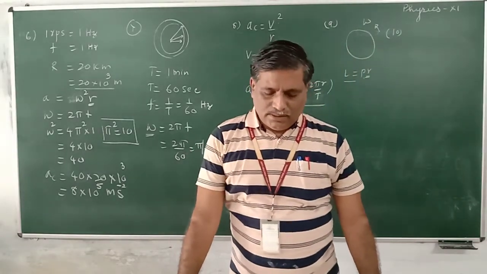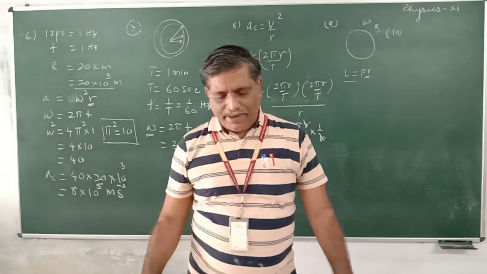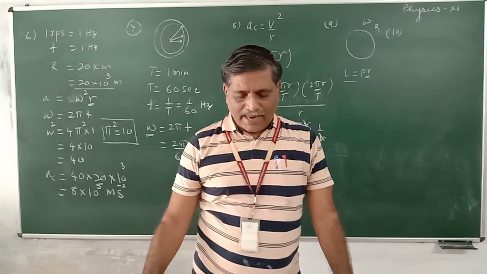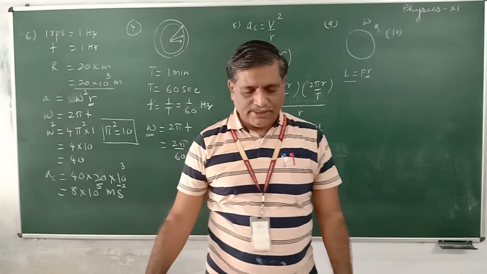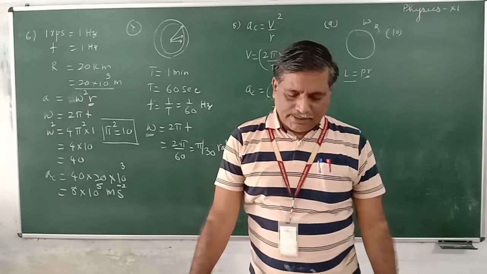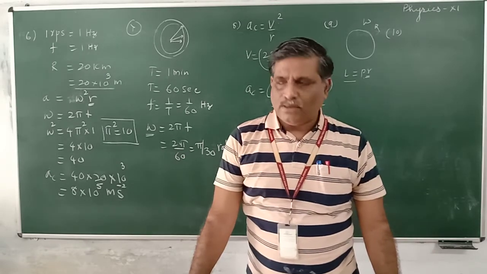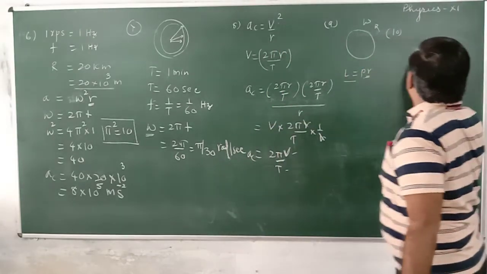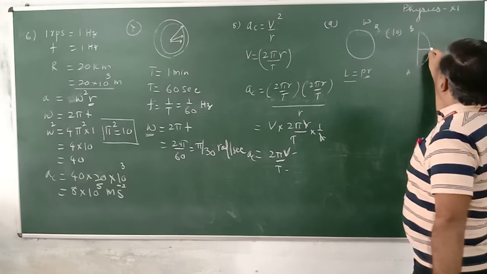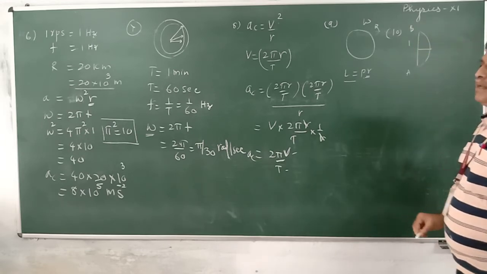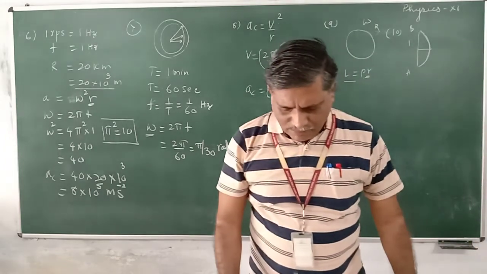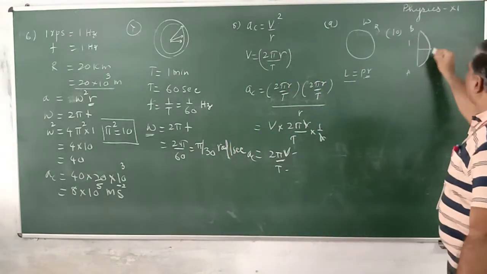In 1 second, a particle goes from point A to B, moving in a semicircle of radius 1 meter. The magnitude of the average velocity is 3.14 meter per second, 2 meter per second, 1 meter per second, or 0. The problem is like this. This is a semicircle. It goes from A to B. Its radius is 1, and it goes from here to here in 1 second.